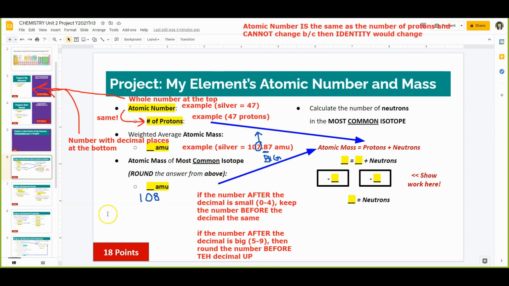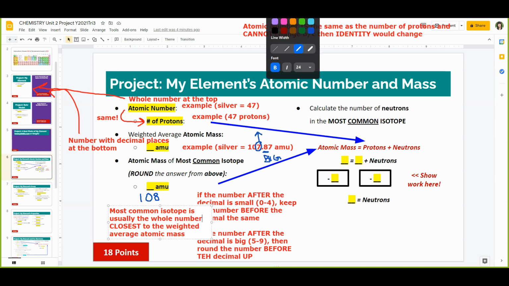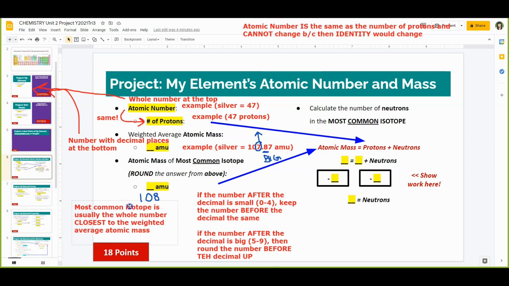So again, your most common isotope is usually the one closest to the weighted average atomic mass. Most common is usually the whole number closest to the weighted atomic mass. And remember, this atomic mass is coming from protons plus neutrons. That's why it should be a whole number if you're talking about the most common isotope. Okay, so that's my examples there.